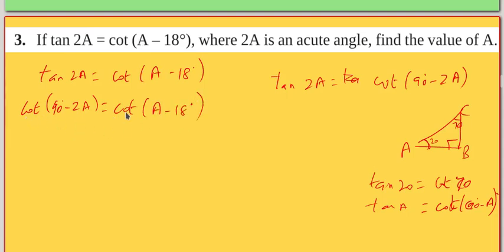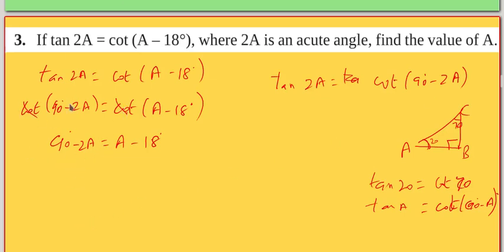Both are the same functions, so let me remove the function on both sides. What will happen? 90 minus 2A equals A minus 18. This can be done if both of the functions are equal. If both functions are equal, we can leave the function. We can take the same type of function on both sides: sine on both sides, cos on both sides, cot on both sides. In the same way we can remove it.